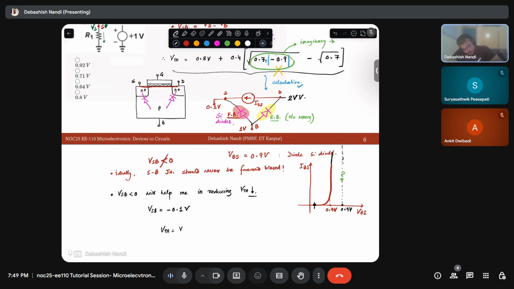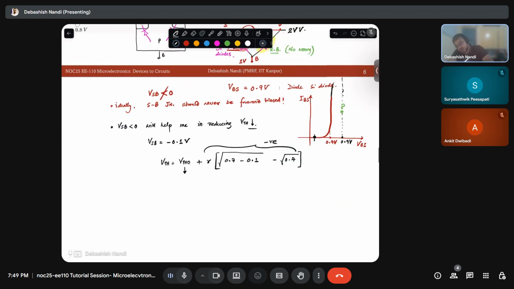My VTH will be VTH0 plus gamma times the square root of 0.7 minus 0.1, minus the root of 0.7. So this quantity will be negative. So I will have a lowering of threshold voltage, meaning more current I can get out of it. Is that clear? Yes, sir. Yes.